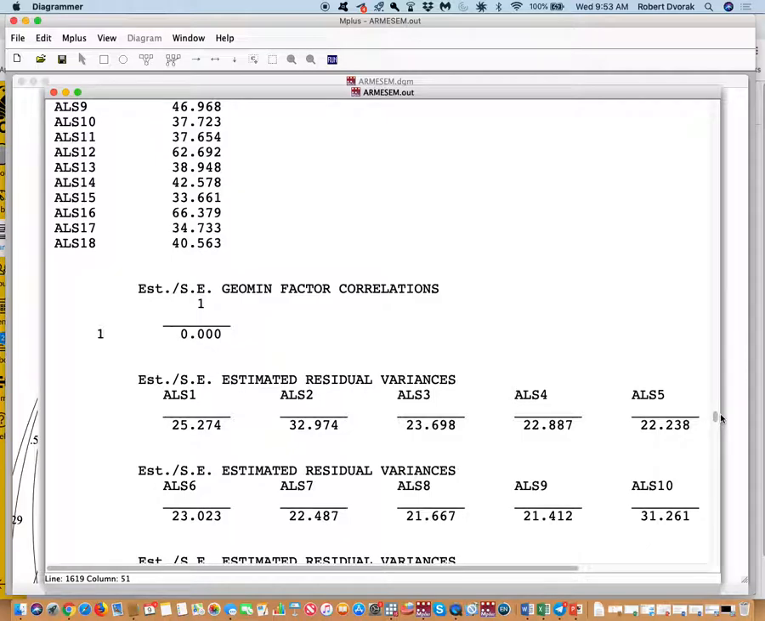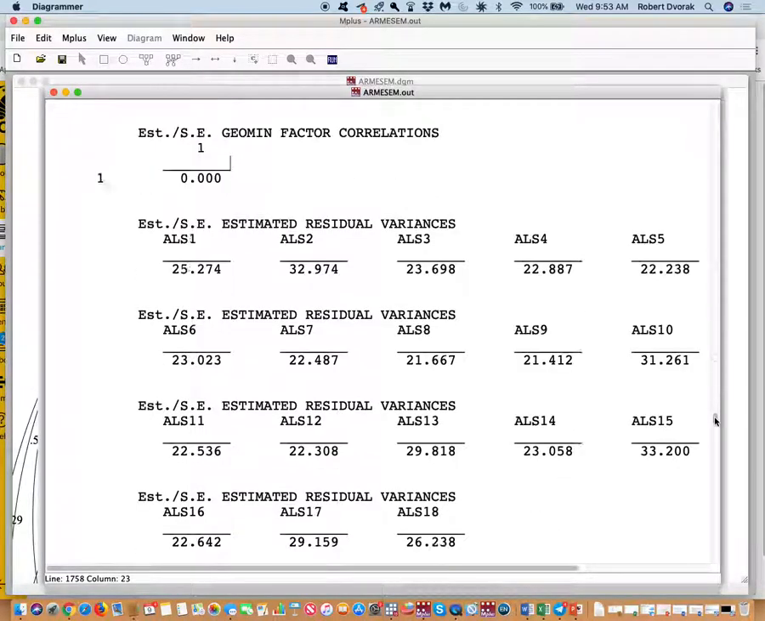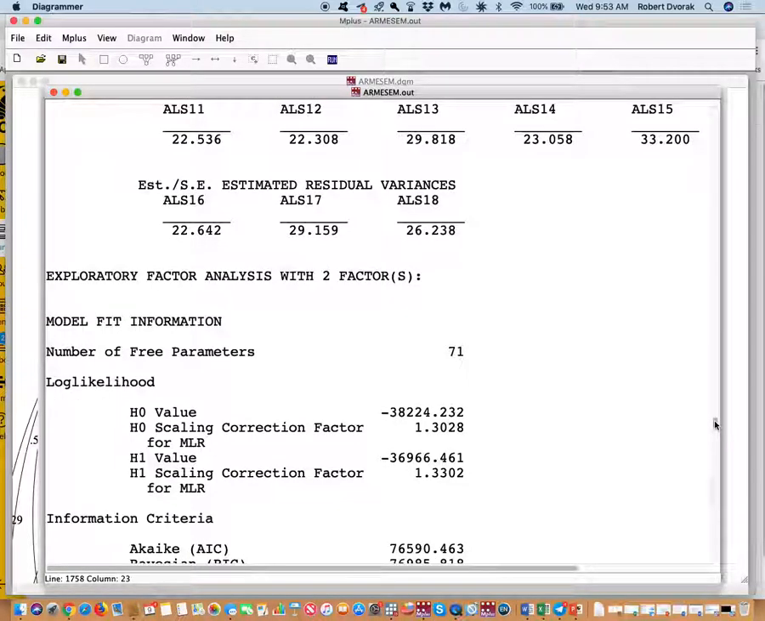There's actually, this will be important next time, but right here there's only one factor, so there's no factor to be correlated with, right? And then down here we have estimated residual variances. Also, not something that you need to worry about.